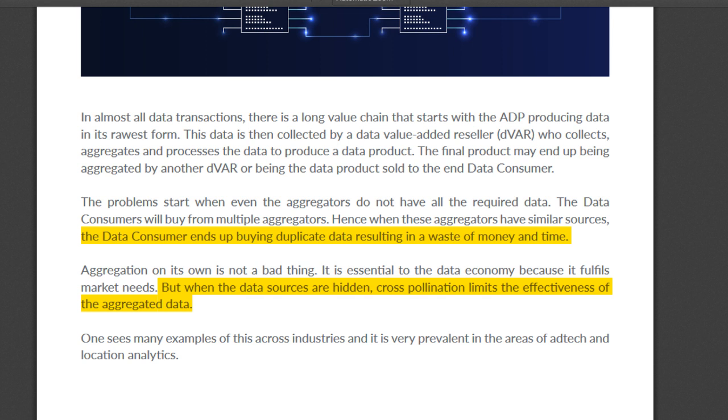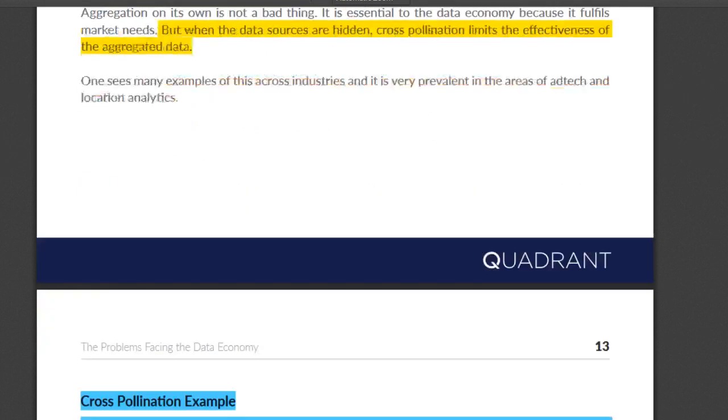So cross-pollination is something we're trying to avoid, or the market would like to avoid, because nobody wants to buy duplicates of the same stuff over and over again, unless you're like a baseball card collector. So you want to be able to get as much raw data as possible for as little money as possible, and you don't want to buy duplicates of data. That's why cross-pollination is not a great thing.